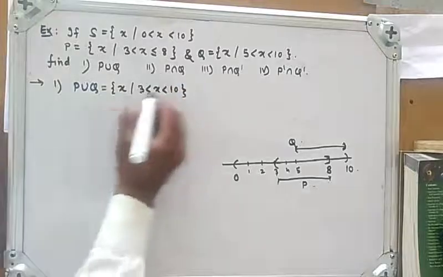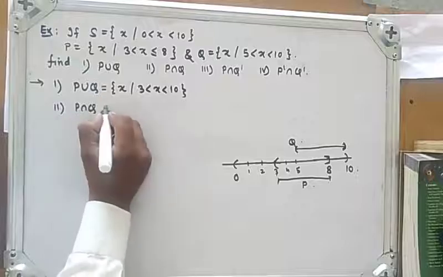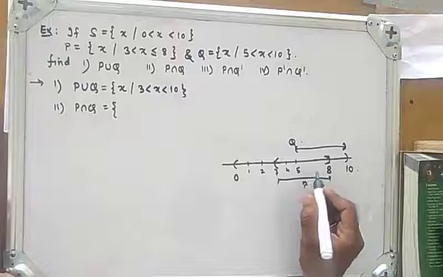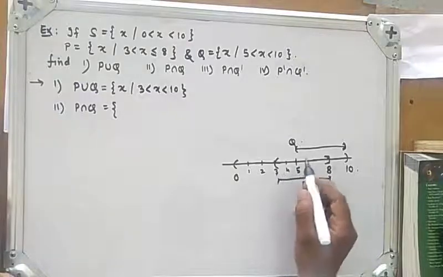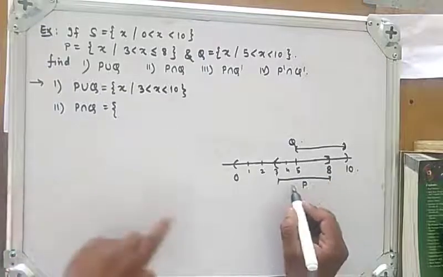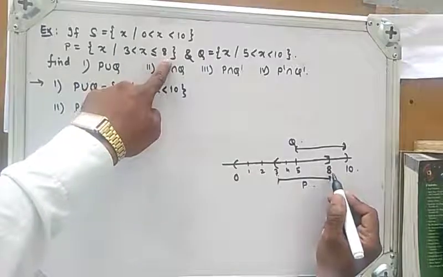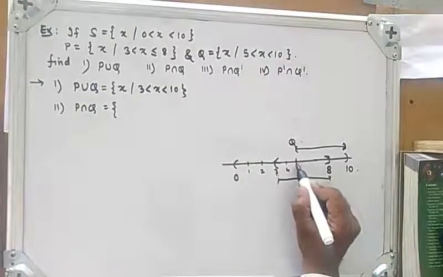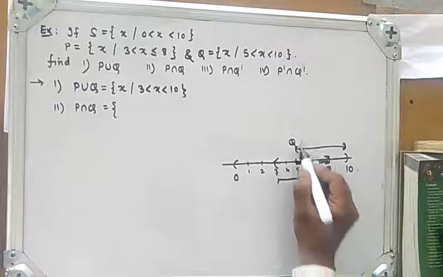Next, to find the intersection. The second one, P intersection Q is equal to. What is the common element? Here our P is 3 to 8, a closed interval, and Q is 5 to 10, right? So the common elements belong to both P and Q.